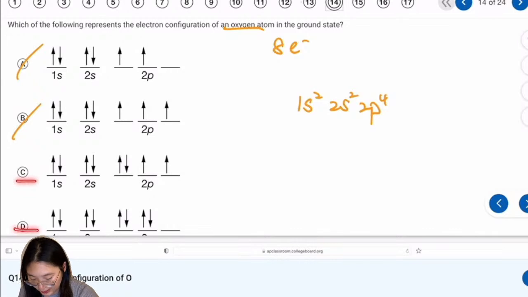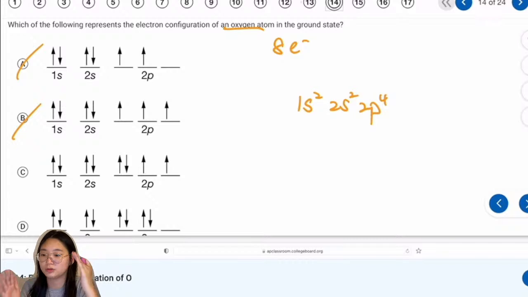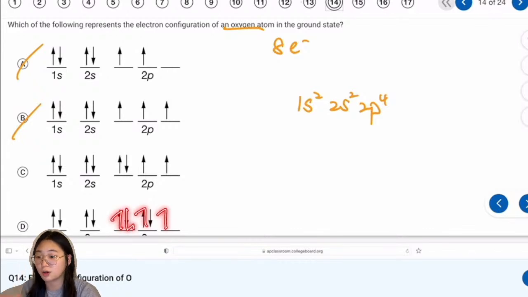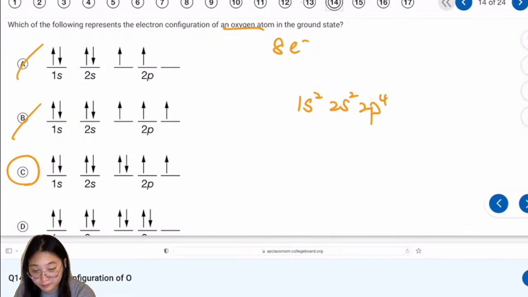And then out of C and D, I need to choose the one that follows the correct rules out of those three principles. As for D, I know that's not correct immediately because according to Hund's rule, you need to fill in every single orbital by a single electron first, and then you fill in the same orbital to have the paired electrons. So you should fill in these three orbitals first, and then you fill in the extra electron in one of these three orbitals to form one paired electron and then two unpaired electrons. So the answer should be C.